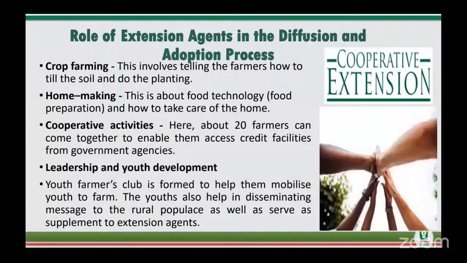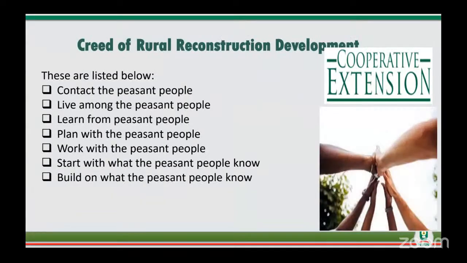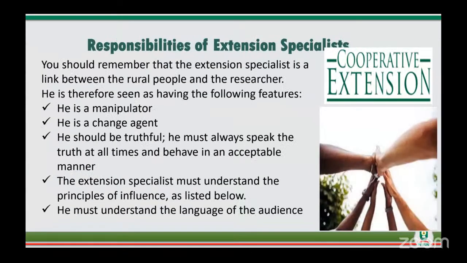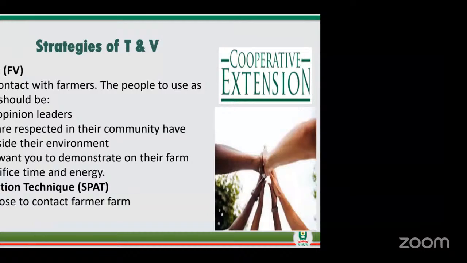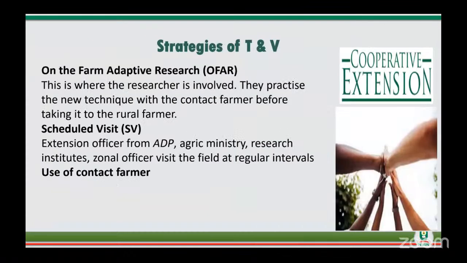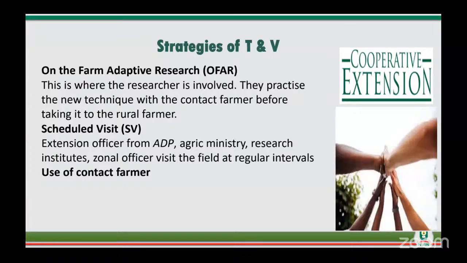Another strategy of the training and visit system is the fortnightly visit, the small plot adoption technology, as well as on-the-farm adaptive research, scheduled visit, and use of constant contact farmers in passing information.